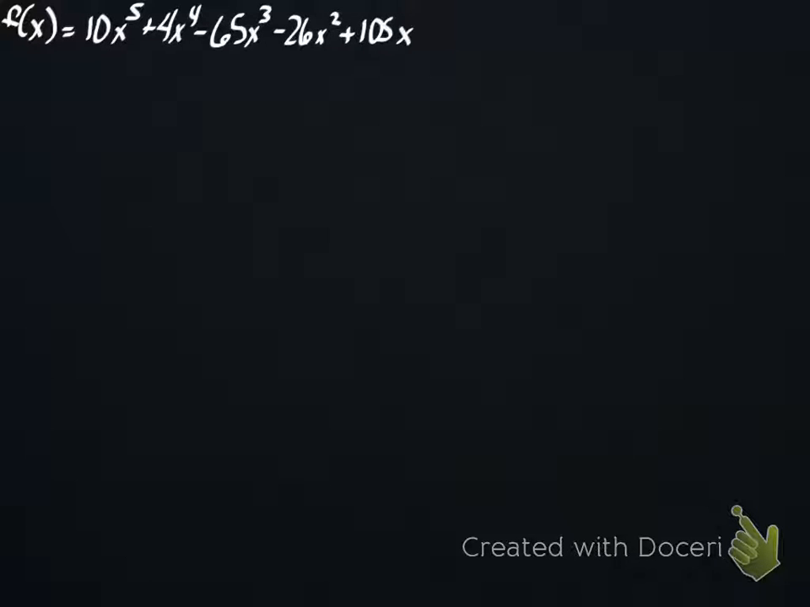We're going to do one more of these because I know these are a little bit tricky. And so f of x is equal to 10x to the 5th plus 4x to the 4th minus 65x cubed minus 26x squared plus 105x plus 42.